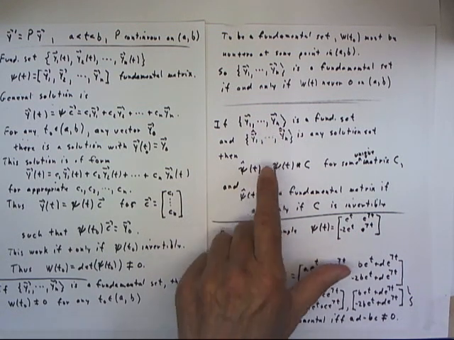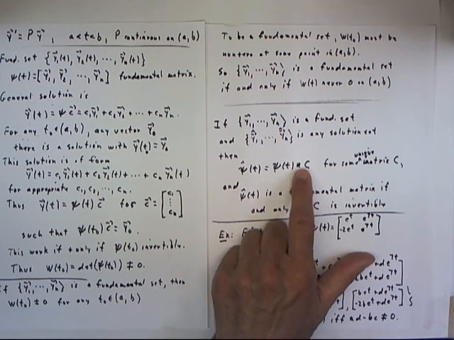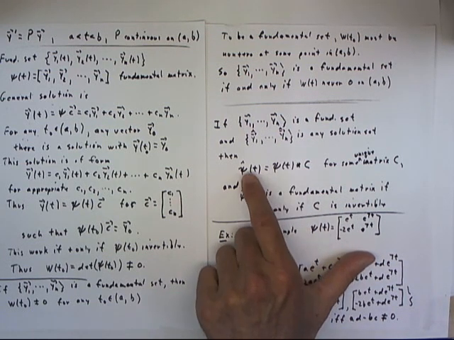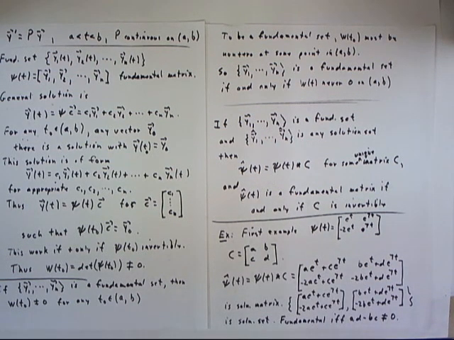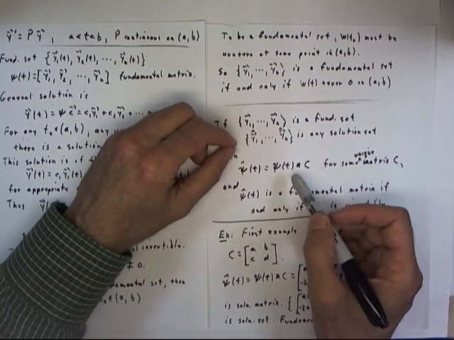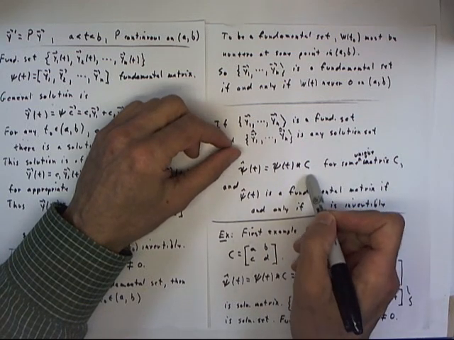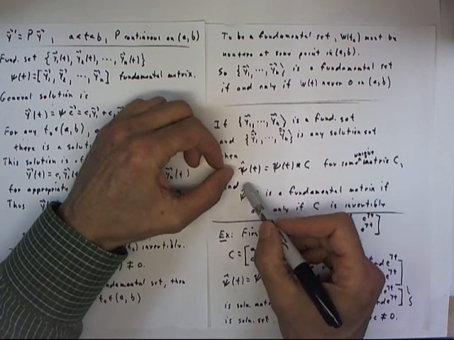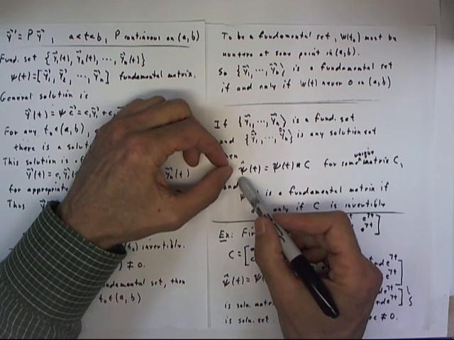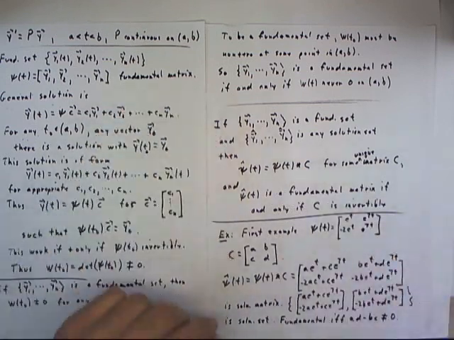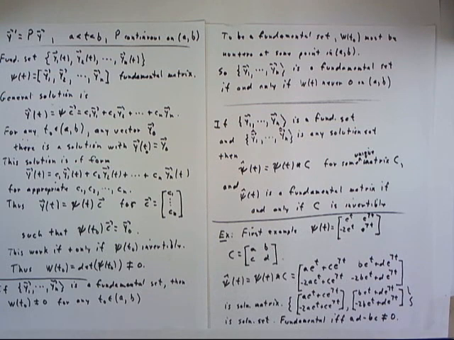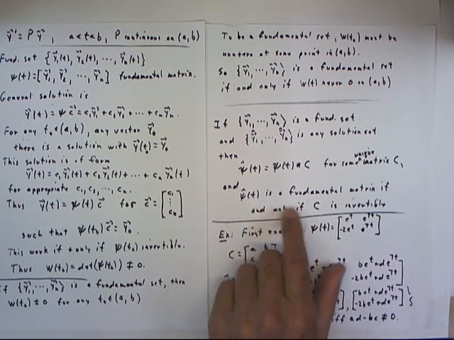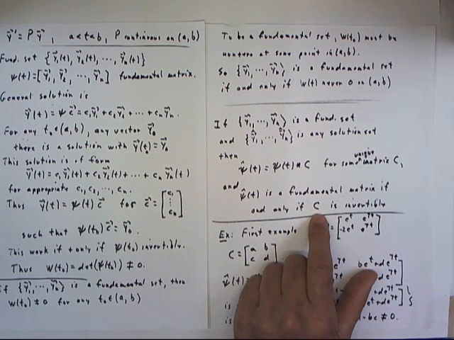So for any solution set, there is one and only one matrix that connects the solution matrix to the fundamental matrix. Furthermore, it works both ways. If C is invertible, then the psi matrix would be the product of the psi hat matrix by the inverse matrix. And in that case, since psi is a fundamental matrix, psi hat would have to be a fundamental matrix. So psi hat is a fundamental matrix if and only if C is invertible.